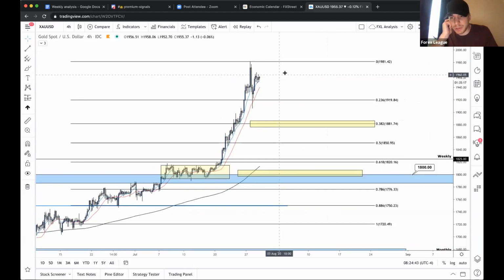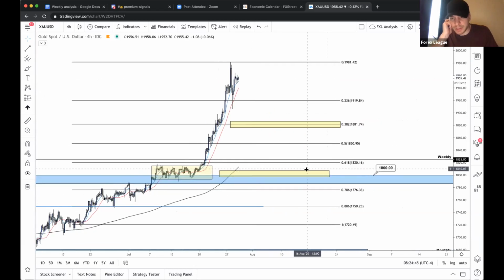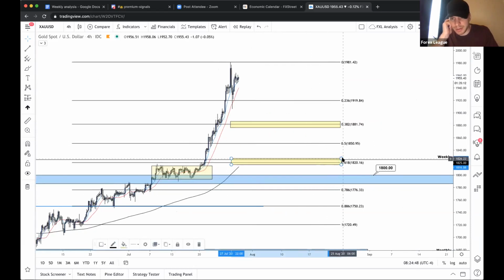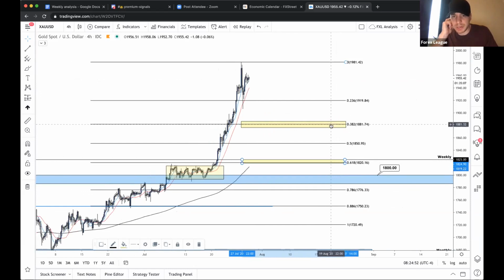We ideally want to see some sort of structure form. And by structure, I mean a golden fib level hit, either right at our weekly at 61.8 or up here at 38.2.